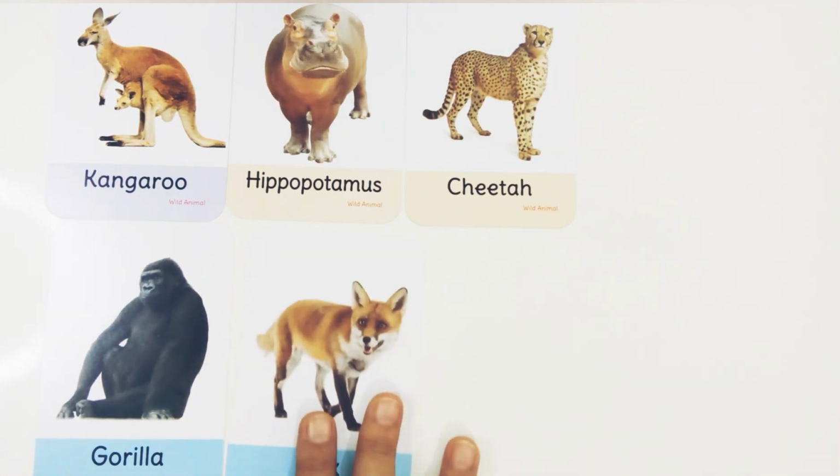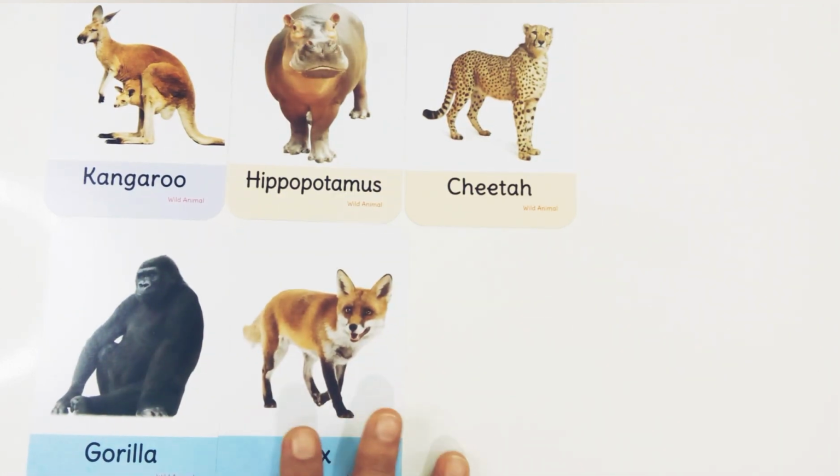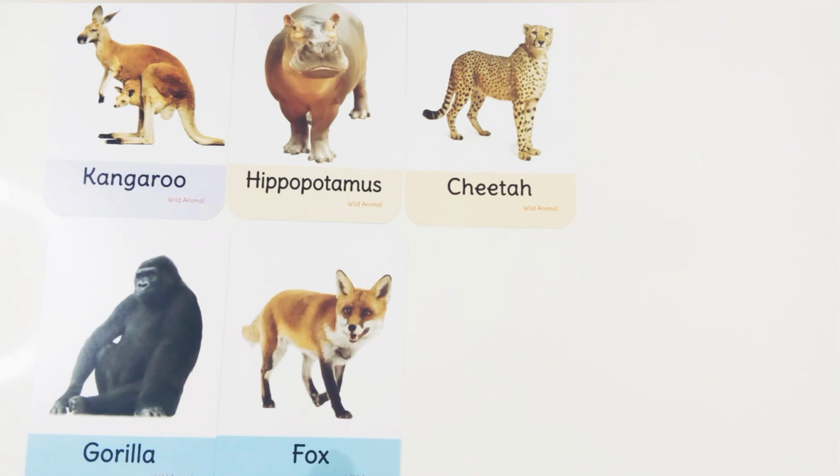F for fox. Fox. F for fox. This is fox. Fox is a wild animal.